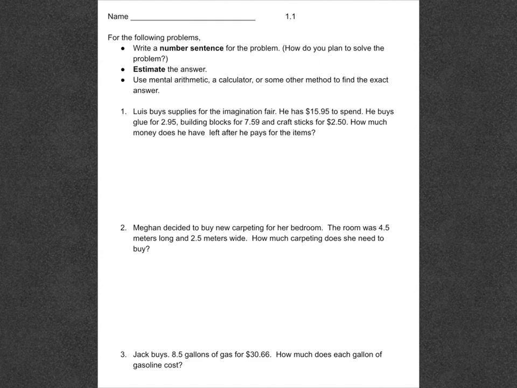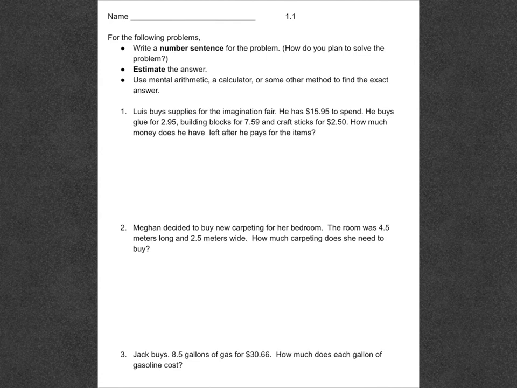Let's walk through it. So Luis buys supplies for the Imagination Fair. He has $15.95 to spend. He buys glue for $2.95, building blocks for $7.59, and craft sticks for $2.50. How much money does he have left after he pays for the items? So we know how much he has to spend, but the first thing we need to do is figure out what the $2.95, the $7.59, and the $2.50 equals. So what operation would we use for that? Addition, right? Cool.